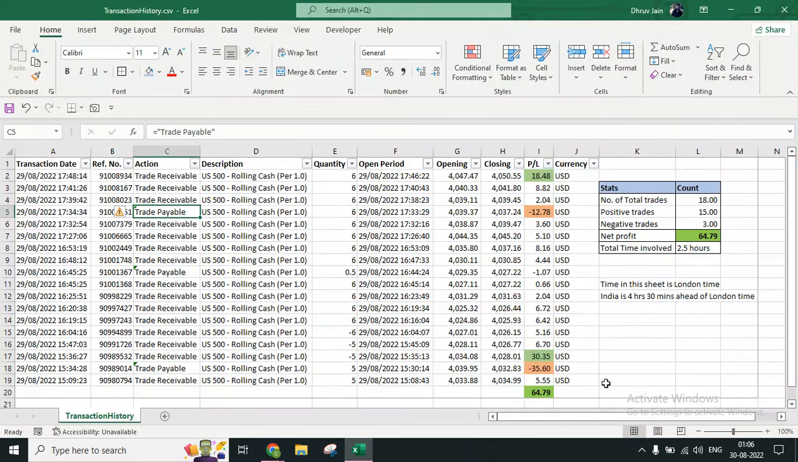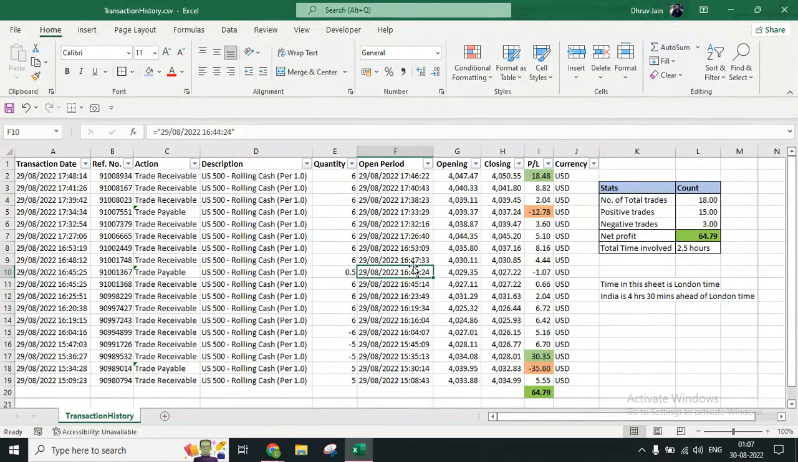I have already extracted the transaction history for easy referencing. Talking about some basic points, I have traded it on a quantity of 6, as you can see over here. Another thing to note is that the time stated in this sheet is London time, and India is 4 hours 30 minutes ahead of London time. So this was for your easy referencing.